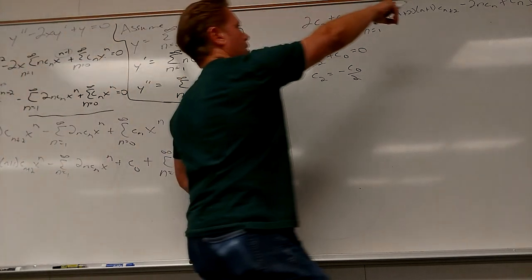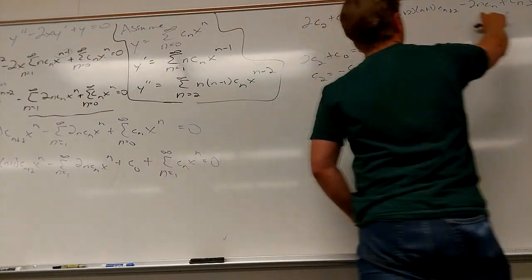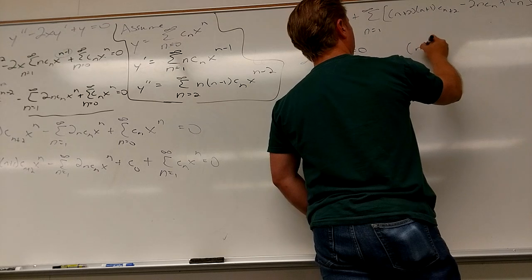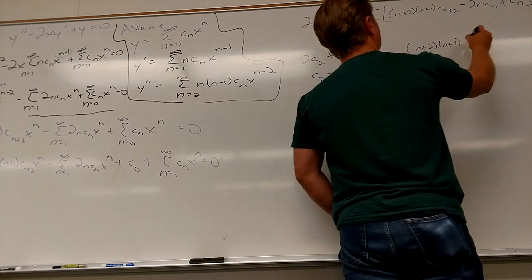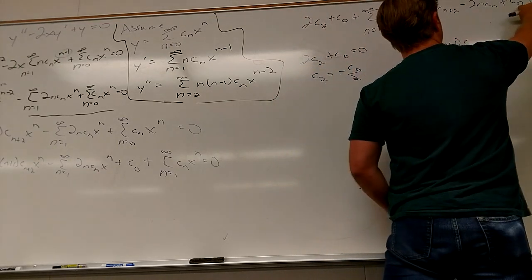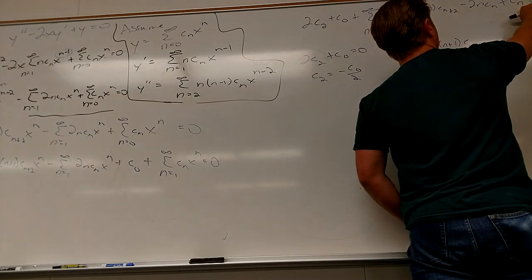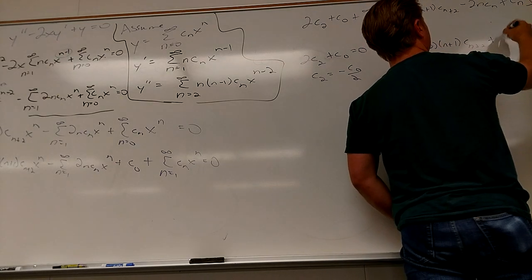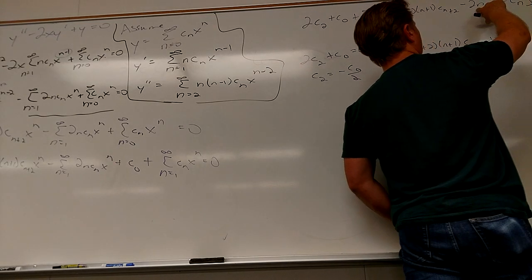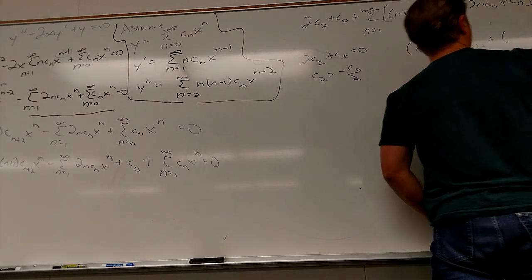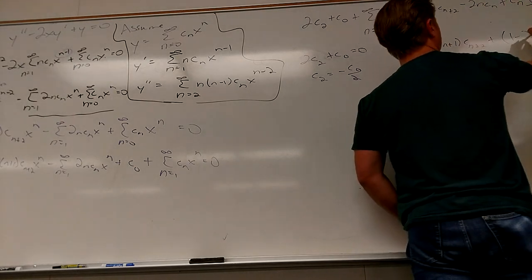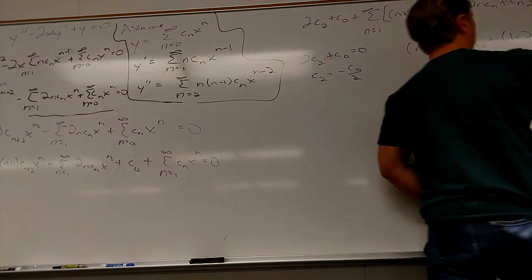And now if I set up a recursion, what can I do? Let me clean this up a little bit. So I got n plus 2, n plus 1, Cn plus 2. What can I do with this? That's going to be plus 1 minus 2n Cn equals 0.